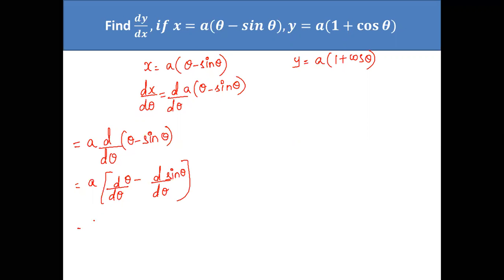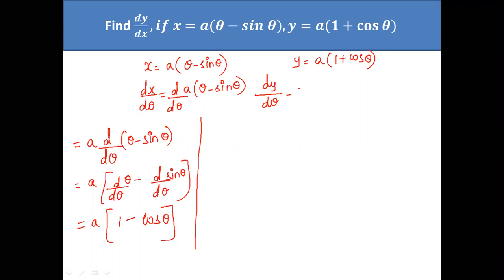Okay, what is the derivative of theta? It is 1 minus, what is derivative of sine theta, students? It is cos theta. So 1 minus cos theta. So a into 1 minus cos theta. Now, this is your dx by d theta. Now you find what is dy by d theta.